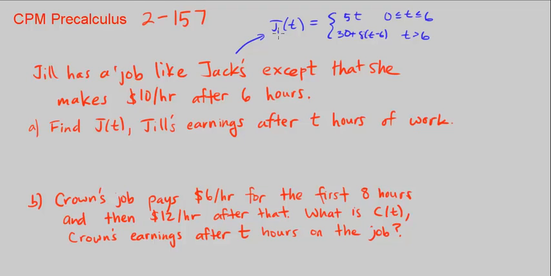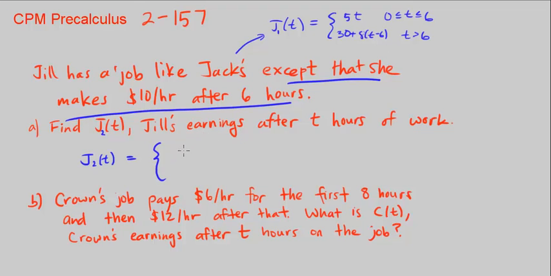And I'm going to even call it J1 because here we're asked to find J(t), which is Jill's earnings after t hours of work. So I'm going to call that J2 of t. Okay, so J2 of t, we know that they're similar except that she makes $10 an hour after 6 hours. So the first 6 hours, she's still making $5 an hour. So we still have the same thing for Jill.